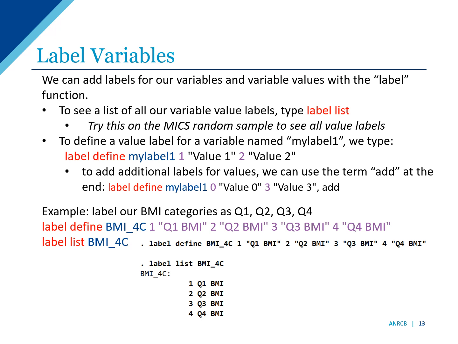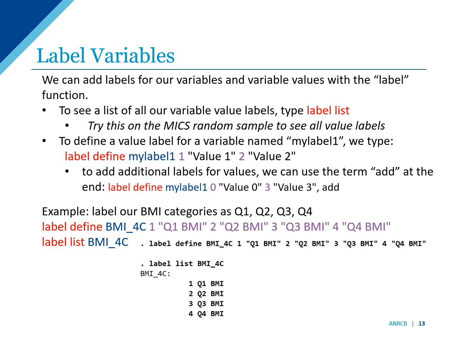To define labels for a variable, for example, one named myLabel1, we can type the command label define and then the variable name, and then each value of that variable and the label you would like to attach to it in quotation marks. You can repeat this for all values you want to label. If you want to add additional labels later, you can simply do the same command with the word add at the end.